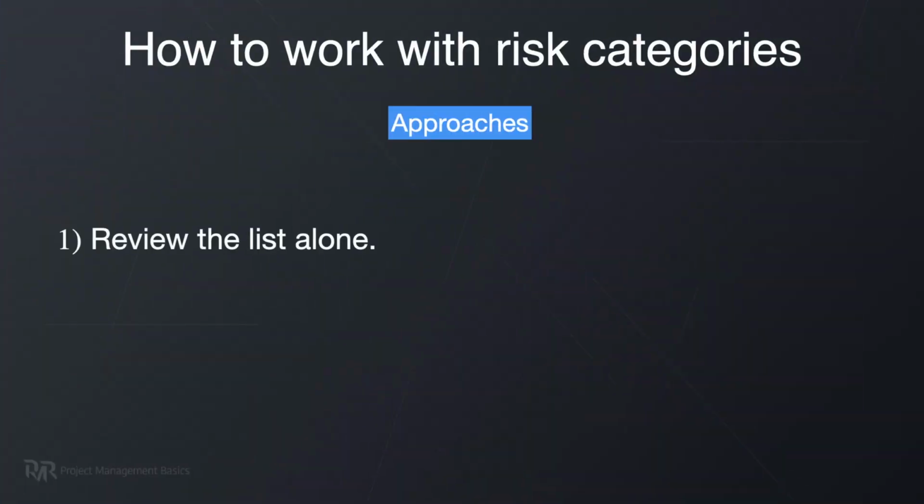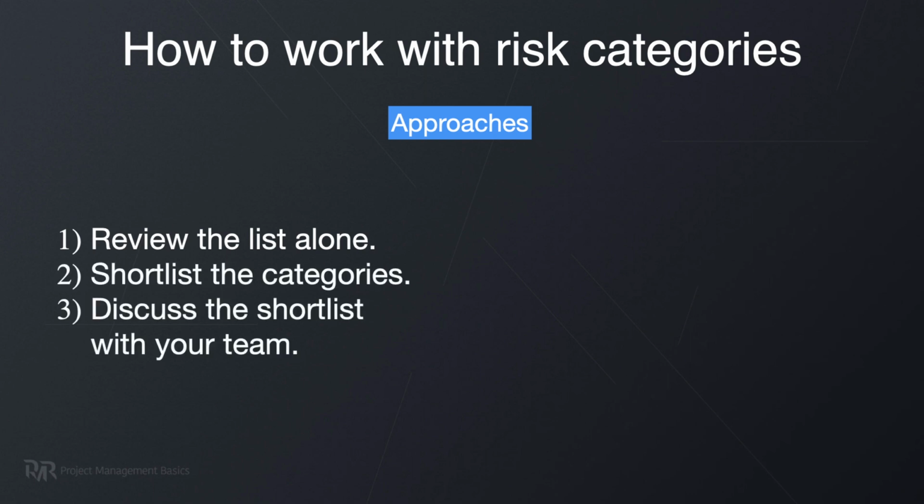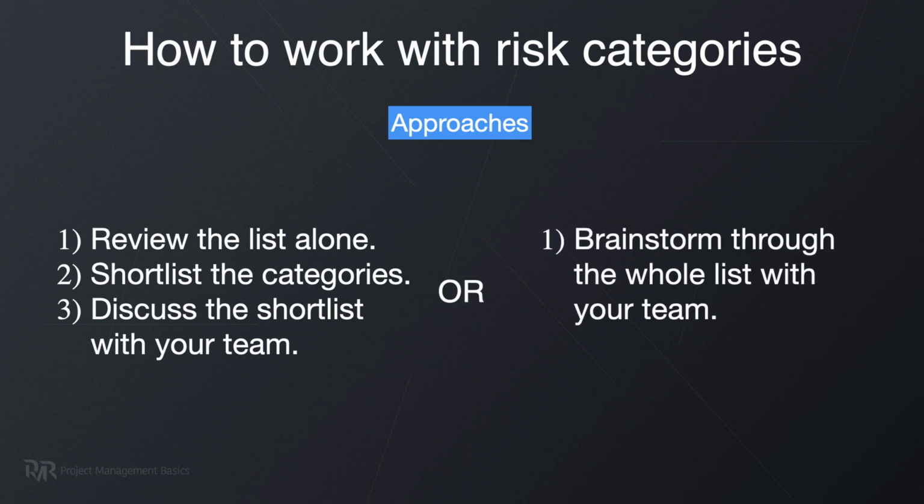Okay, and the process is quite simple. You need to get through the list to identify risks that may apply to your current project. And you can approach this in different ways. You may review the list alone and shortlist the categories, then discuss this list with your team. Or you can brainstorm through the whole list with your team.